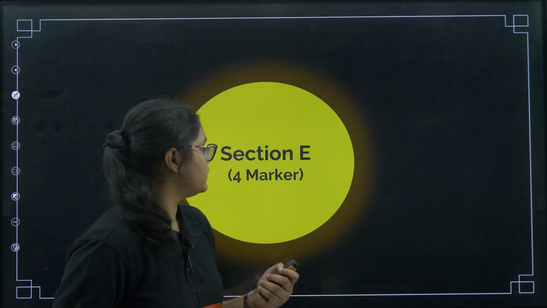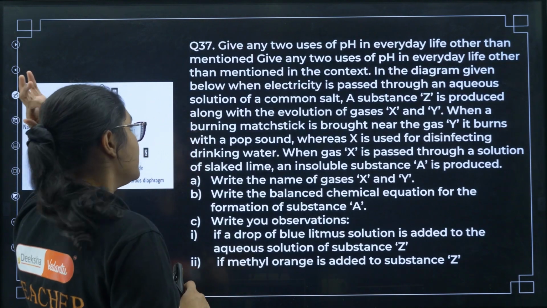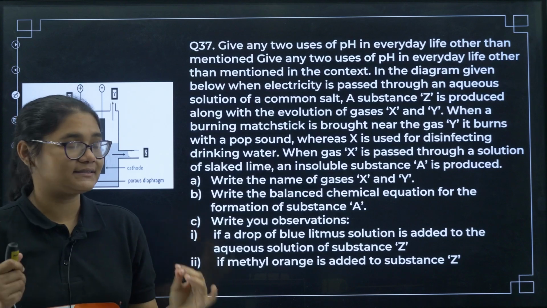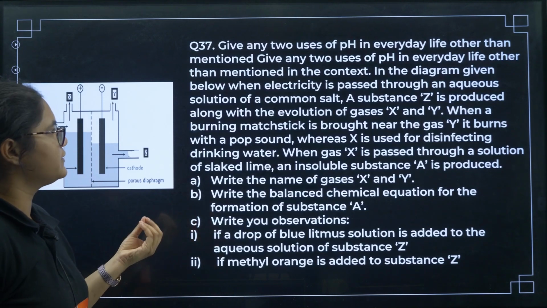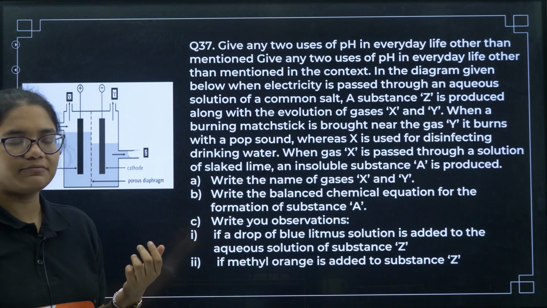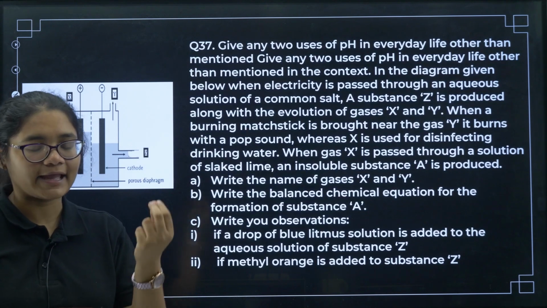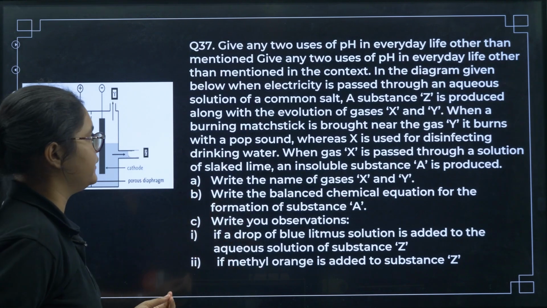Now moving to next question, 4 marker. Okay, let us see the question number 37 now. So give any 2 uses of pH in everyday life other than the mentioned. So you know you have like it is used in tooth decay, ant bite, antacid, you can write any 2.